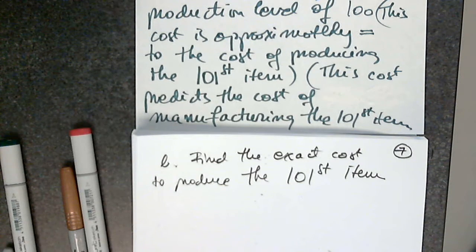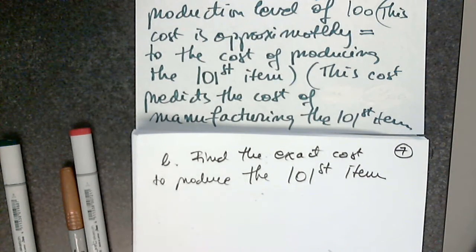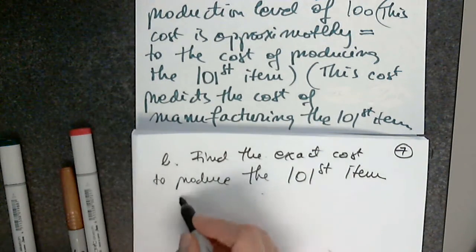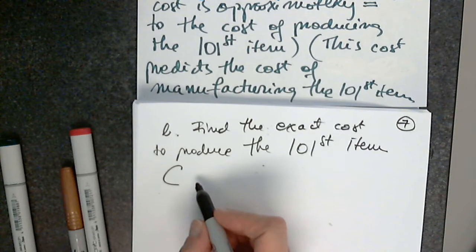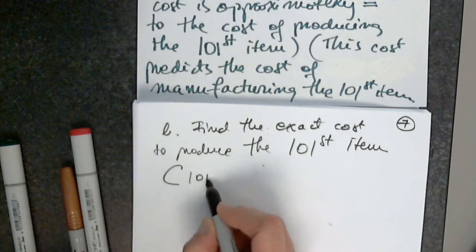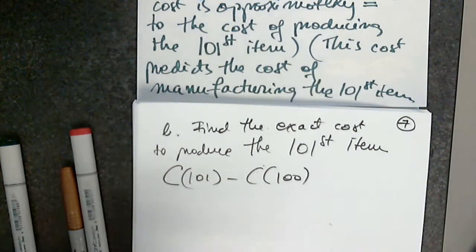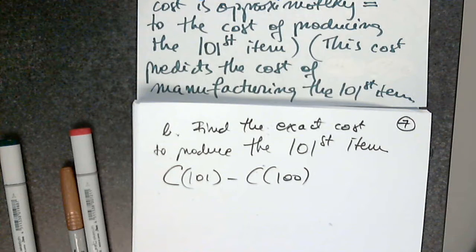Tony? Today's cost minus yesterday's cost. Good. So then how do I find the exact cost of producing the 101st or buying the 6th item in my silly example? No C prime. There was no rate of change here. C of 101 minus C of 100. Of course. The cost of 6 minus the cost of 5 will give me the cost of paying for the 6th one.